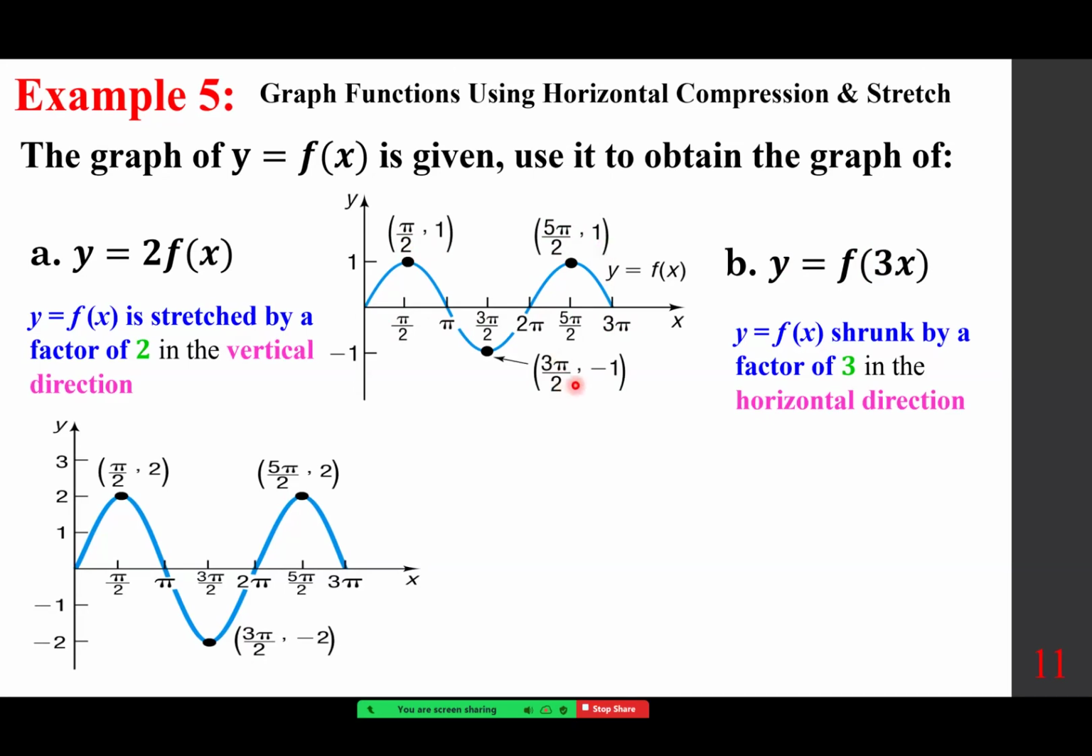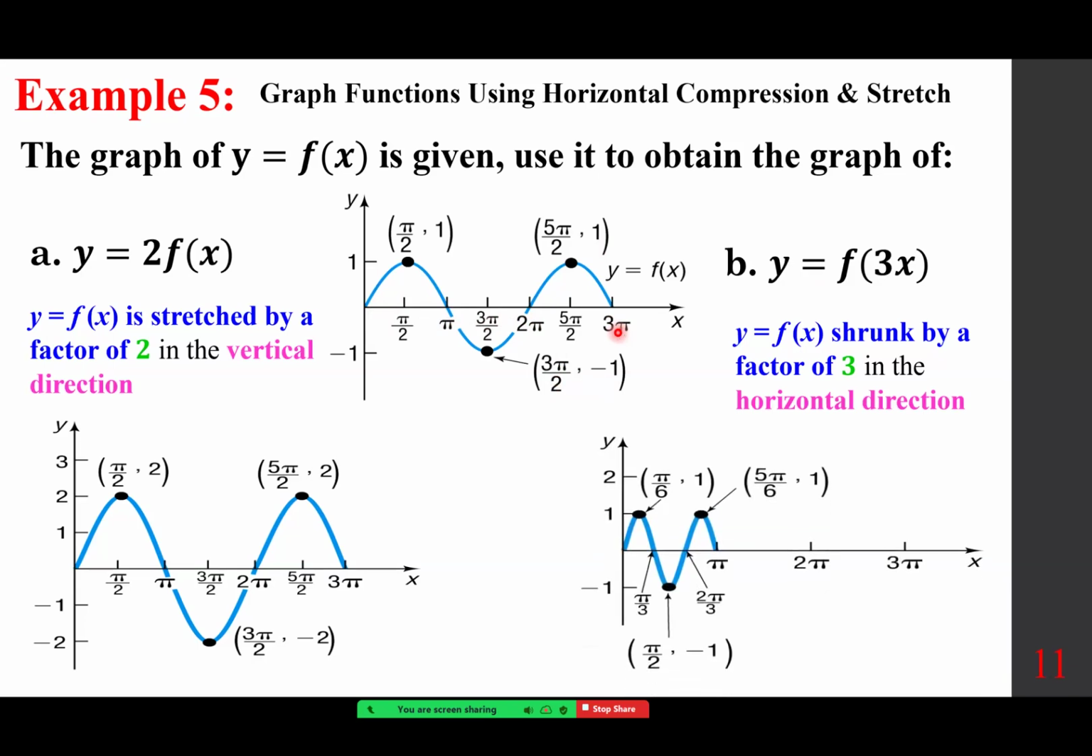3 pi over 2, if I divide it by 3, I get pi over 2 with the same y-coordinate -1. Okay, and the x-intercepts, 0, 0 doesn't change. This one is pi divided by 3, 0. This is 2 pi divided by 3, 0. This is 3 pi divided by 3, or pi, comma 0. So take a look at first those values, pi over 2 divided by 3, 5 pi over 2 divided by 3, 3 pi over 2 divided by 3, and look at the x-intercepts.